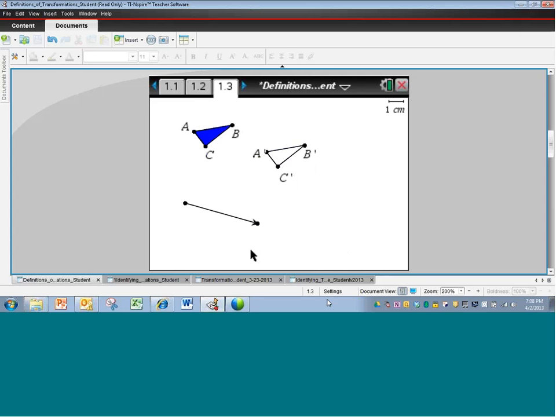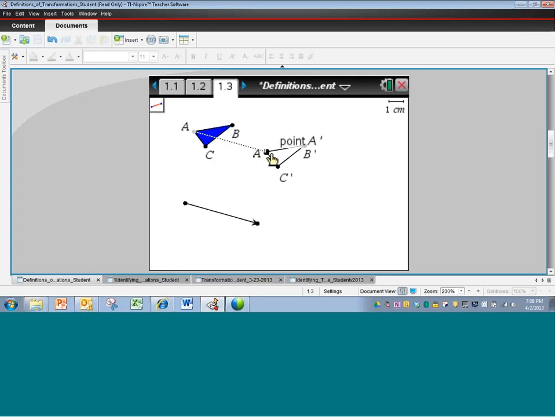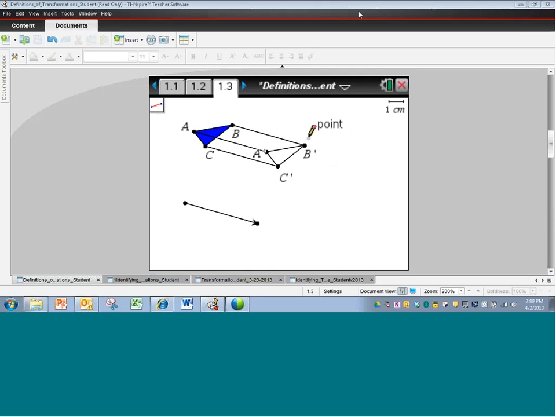If I were to look at the segment connecting A to A prime, for example, B to B prime, C to C prime, what might I want my students to conjecture about those segments? What might I want them to conjecture about the length of those segments? What about the slope of those segments? These are all things that we could confirm using our geometry tools.